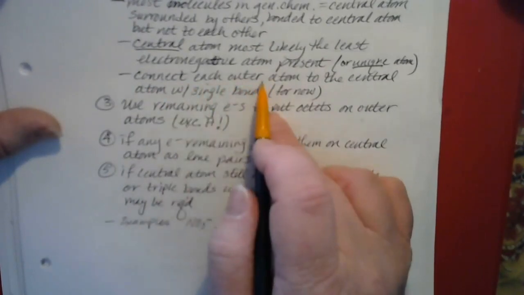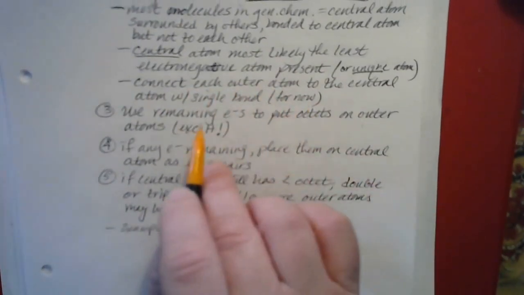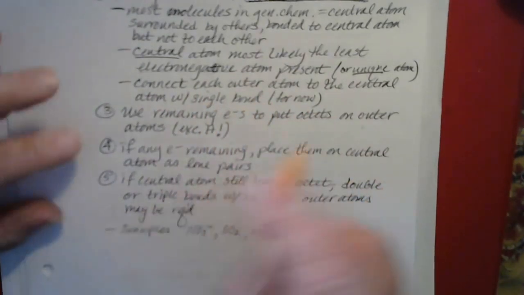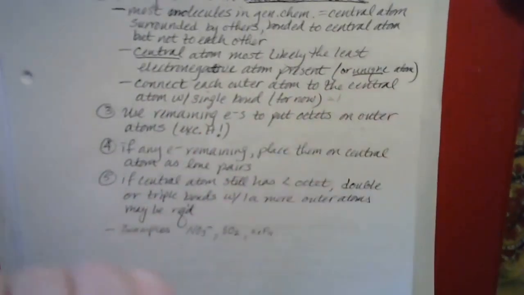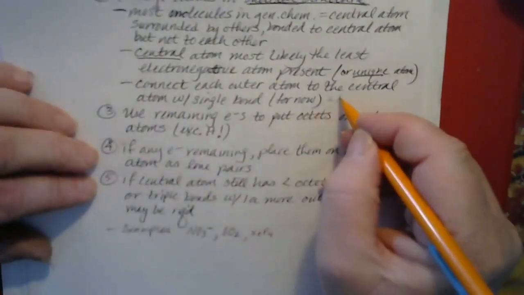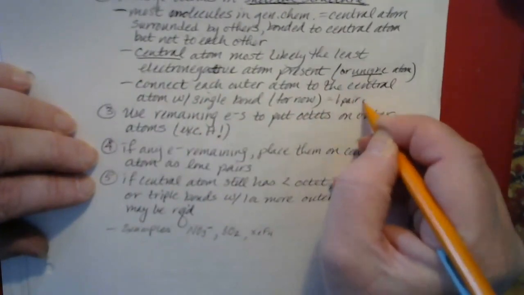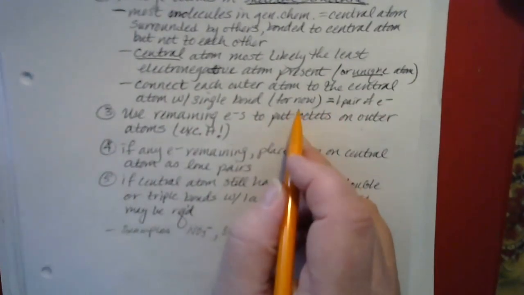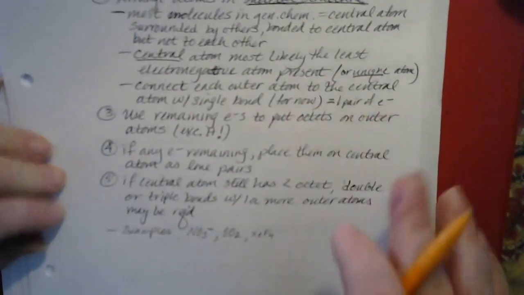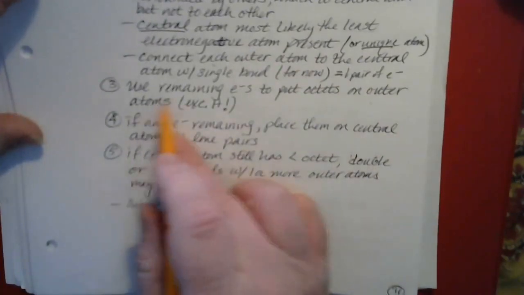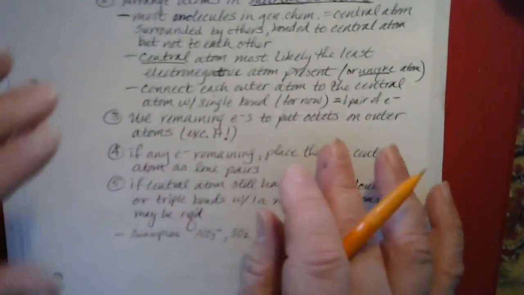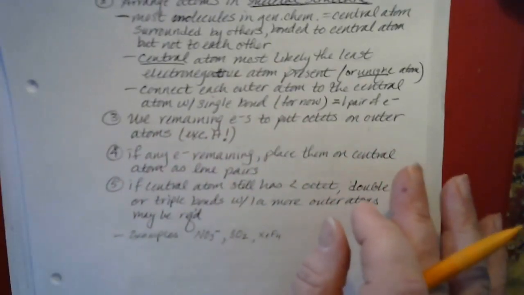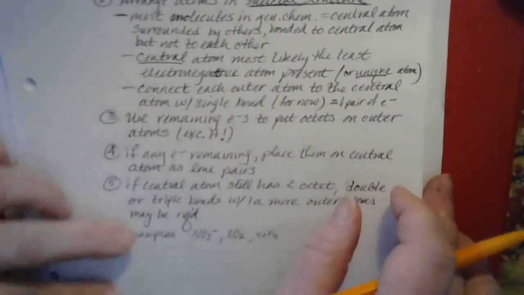Then connect each outer atom to the central atom with a single bond, that is a pair of electrons for now. Okay, that's one pair of electrons. Now we may change that to a double or even a triple bond later, but for now, we'll make it a single bond. Now remember, we've got a certain total number of electrons here that we're not allowed to exceed, but we do have to make sure that we use all of them. So we have to come in right on target.